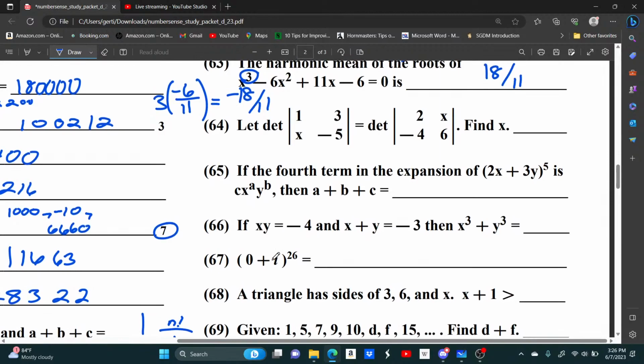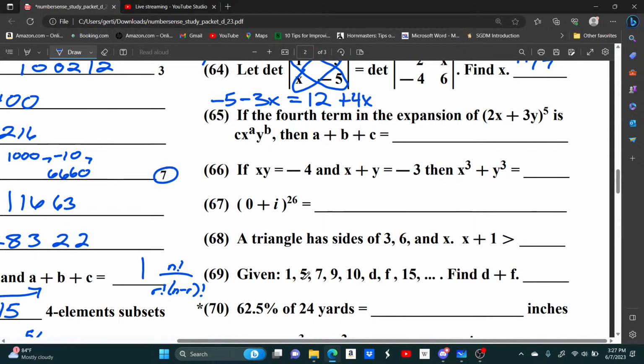Okay, 64. Let the determinant of 1, 3x, negative 5 equal the determinant of 2x, negative 4, 6. Find x. So this one is just a little bit to hold in your head. If I'm finding the determinant, you basically multiply diagonally and then subtract. So the determinant of this one would be negative 5 minus 3x equals 12 minus a negative 4x. So solving for x should give me negative 17 over 7. I think. Yeah, negative 17 over 7.